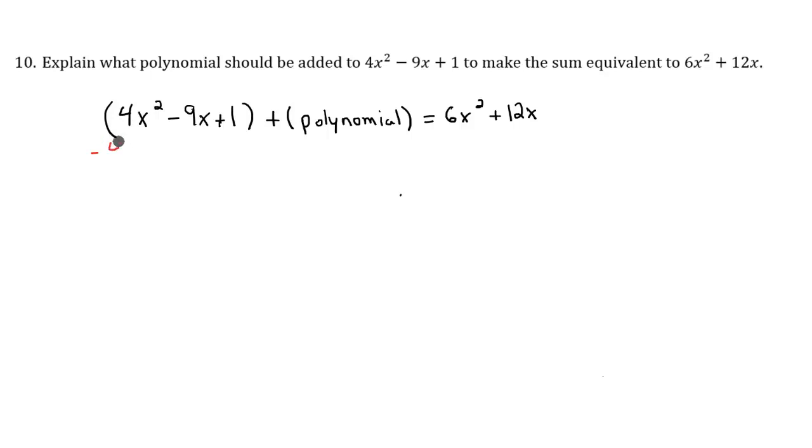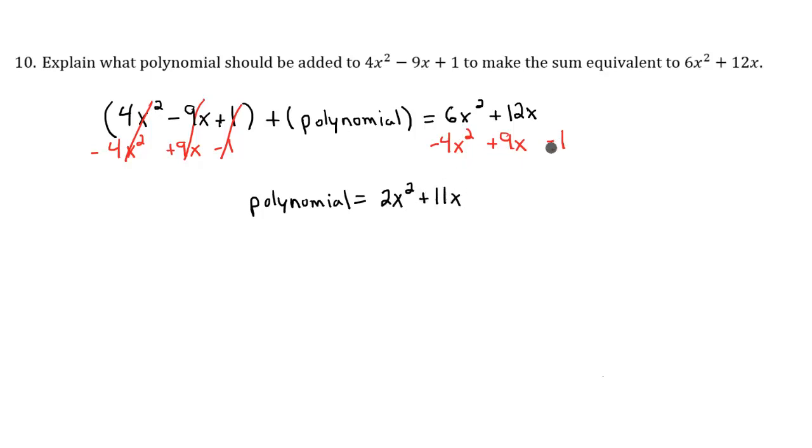So we'd want to subtract 4x squared, that would go away. We'd add 9x, that would go away. We'd take away 1 and that would be removed. Cancels out. So you want to do the same thing to this side. So we subtract 4x squared, we add 9x, and then we want to take away 1. So now our polynomial is going to equal 6x squared minus 4x squared. That's going to be 2x squared. 12x plus 9x, we have an 11x, and then we're taking away 1. And this is that trinomial that we need to add to this trinomial to get this binomial right here.